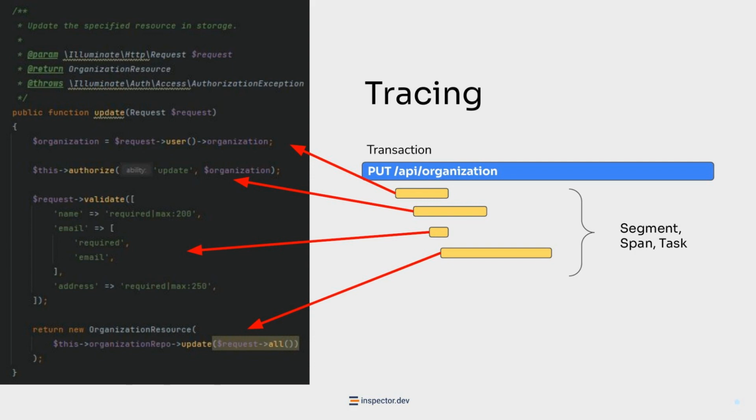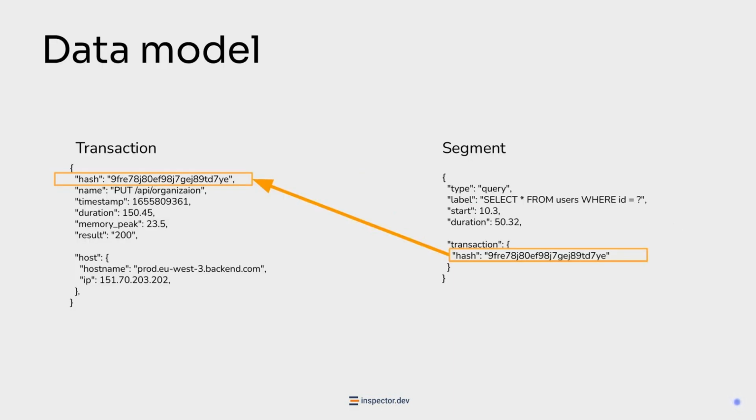Segments instead represent the code instructions performed within an execution cycle. And here we can have many different things, like database queries, authentication procedures, data validations, calls to external services, etc. These two objects, transactions and segments, are in practice JSON objects created by the monitoring library during the normal execution of the application, and streamed to the remote platform where you can visualize them in real time.